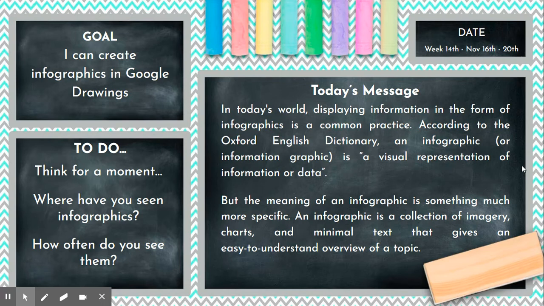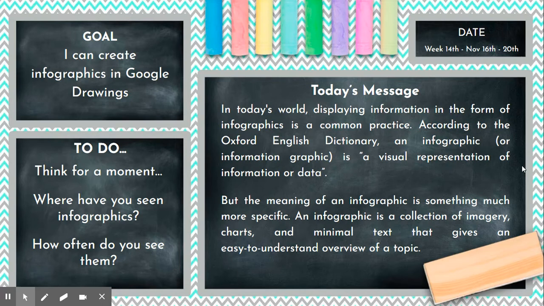In today's world, displaying information in the form of infographics is a common practice. According to the Oxford English Dictionary, an infographic or information graphic is a visual representation of information or data. But the meaning of an infographic is something much more specific. An infographic is a collection of imagery, charts, and minimal text that gives an easy to understand overview of a topic. For today's lesson is I can create infographics in Google Drawings.